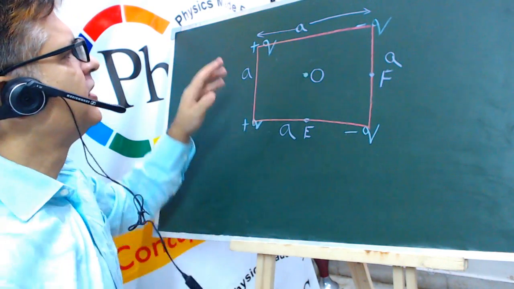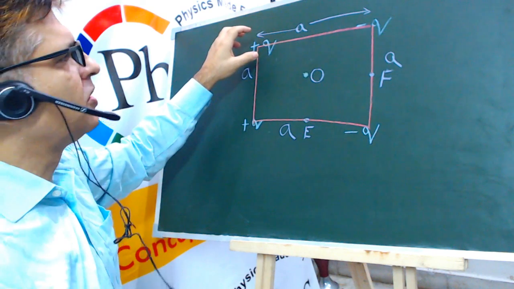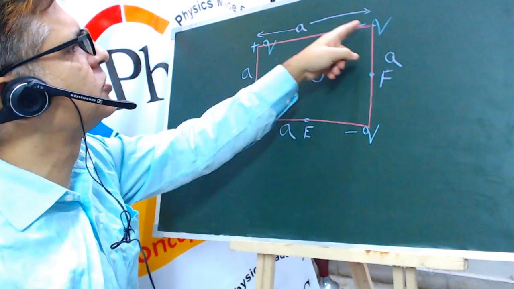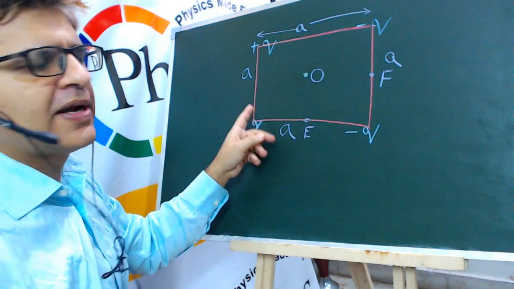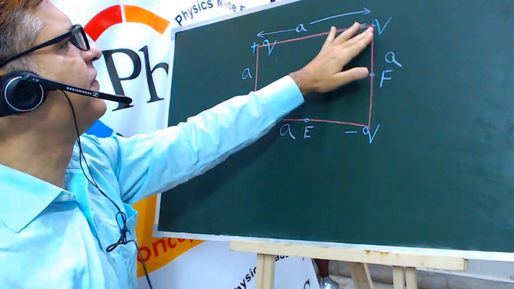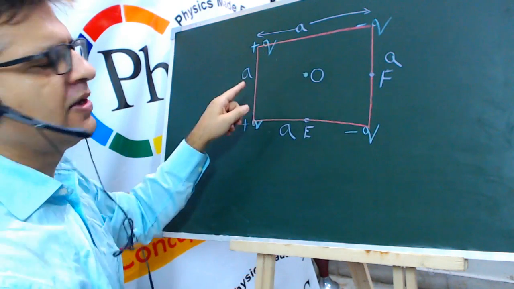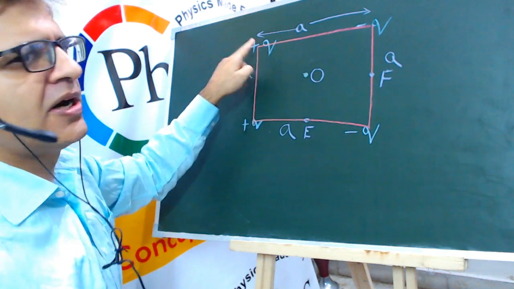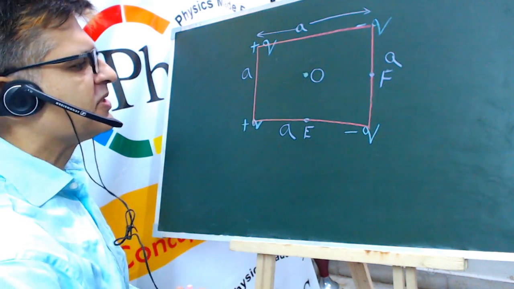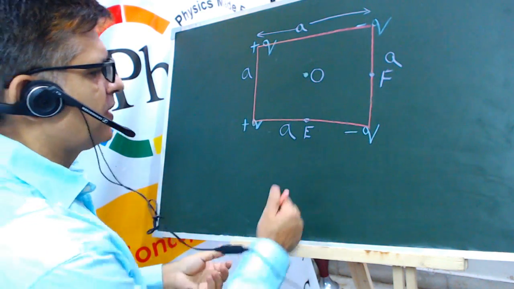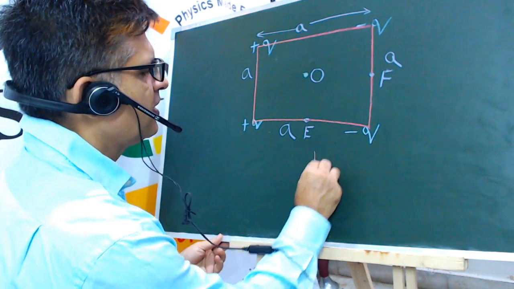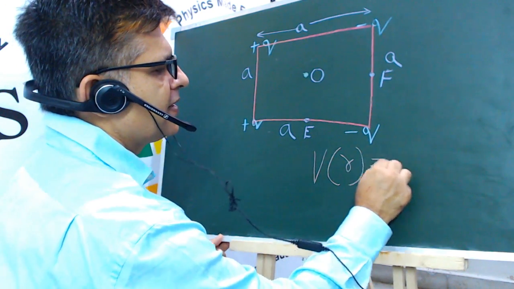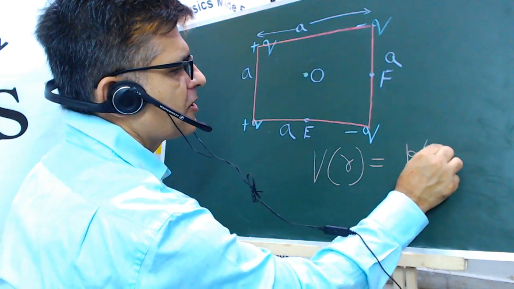See, this situation has 4 charges, 1, 2, 3, 4, located at the corners of a square. These are all point charges. Every point charge has some potential associated with it, and that potential is given by V, which is a function of distance and is written as KQ by R.